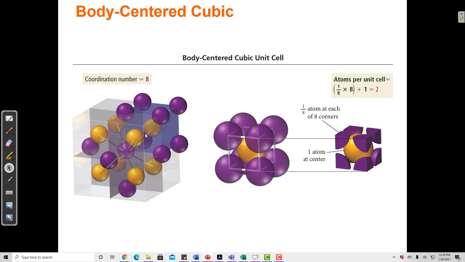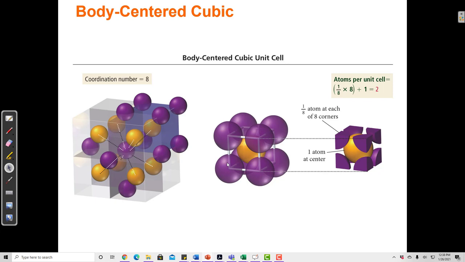So now if I focus on this blue section and I zoom in over here, I'm going to do the same thing, slice these off at the lattice points, right at the corners. And what that does is I still have 1/8 of each atom of each purple one in the unit cell. 1, 2, 3, 4, 5, 6, 7, 8. 8/8, that's 1.